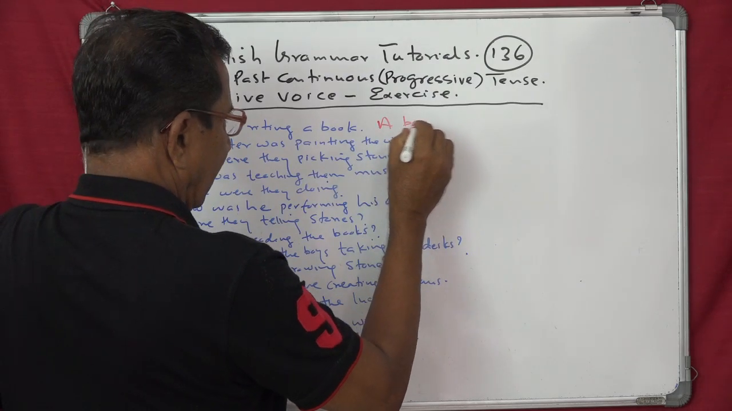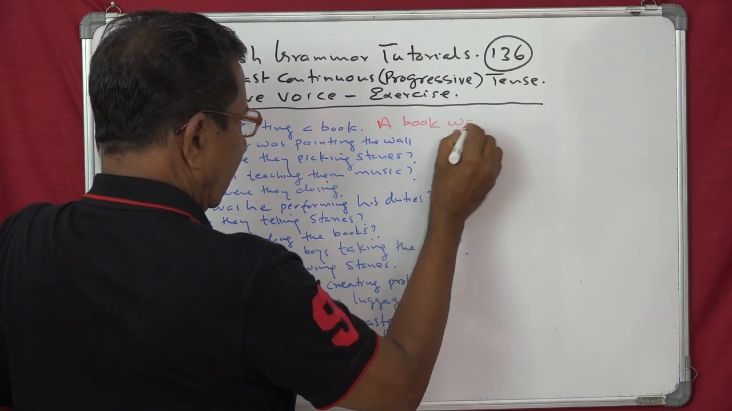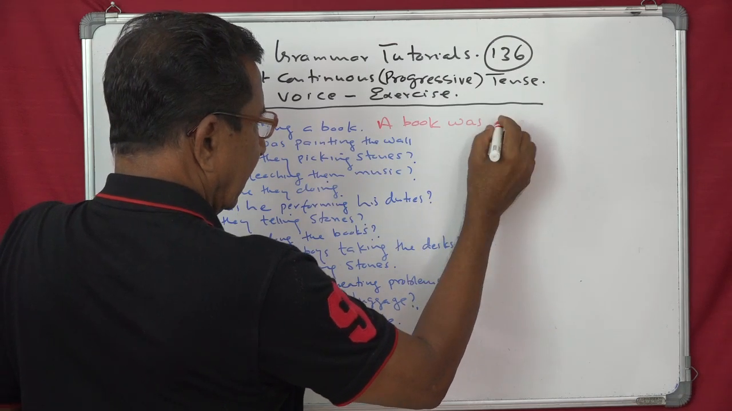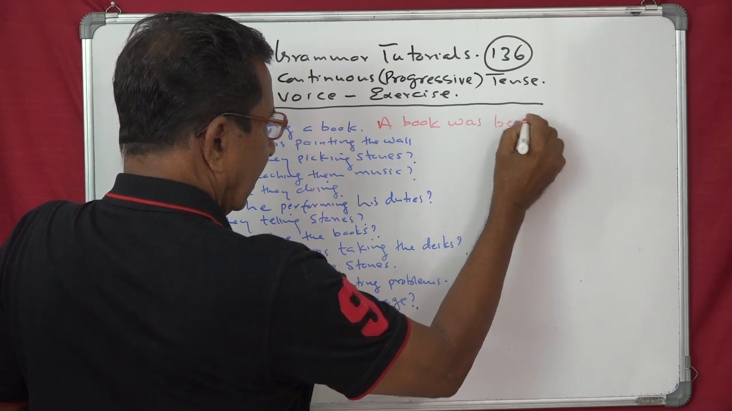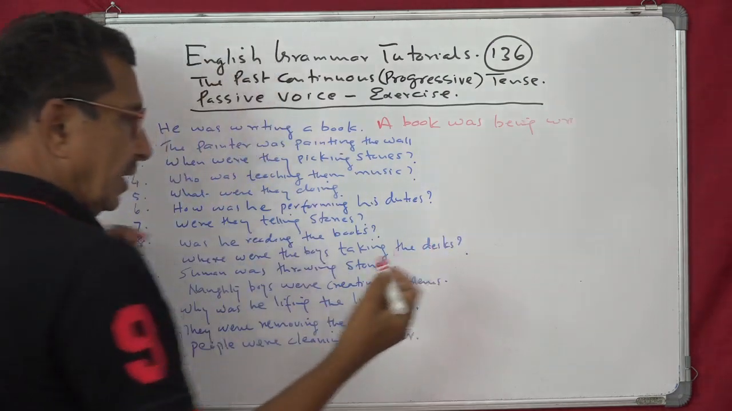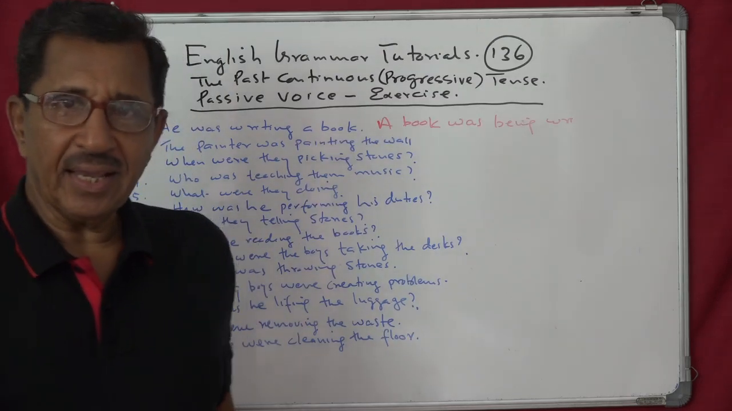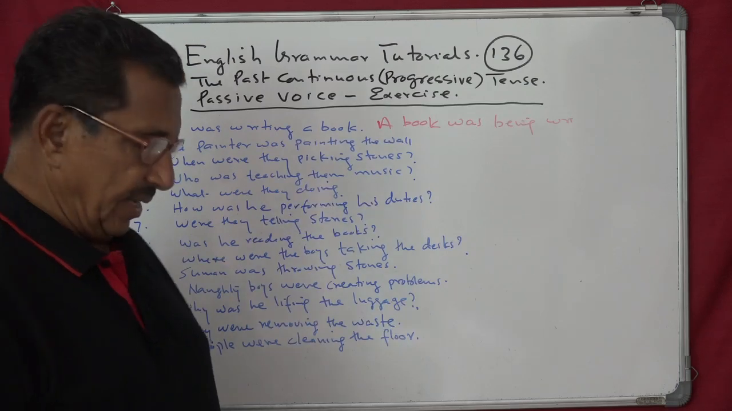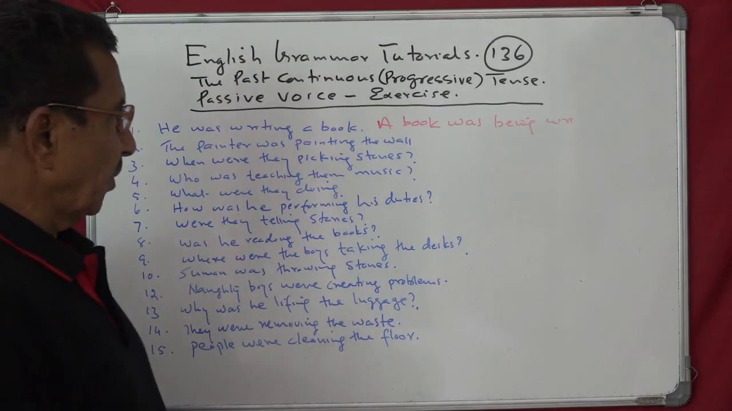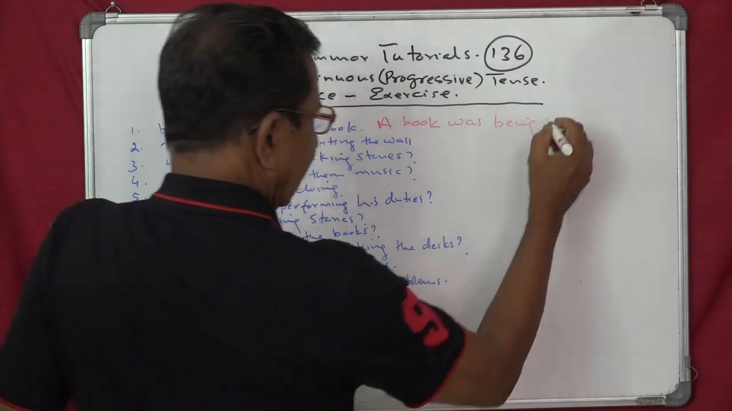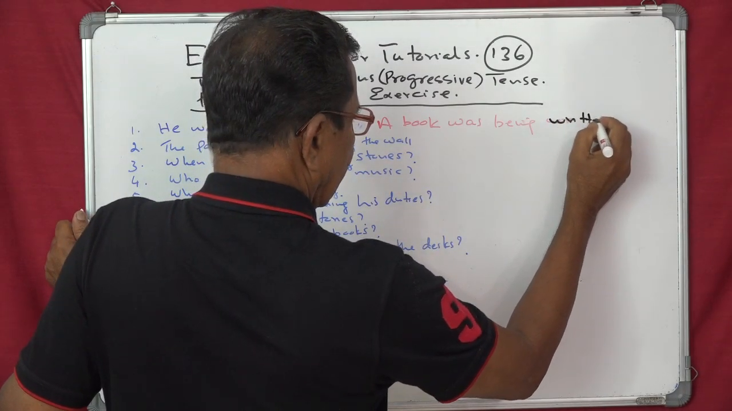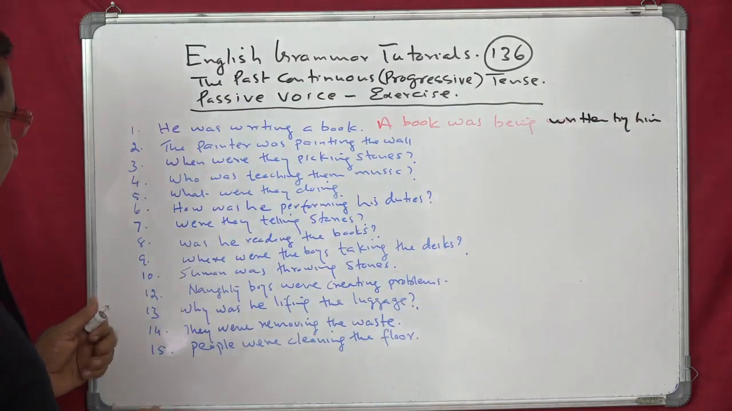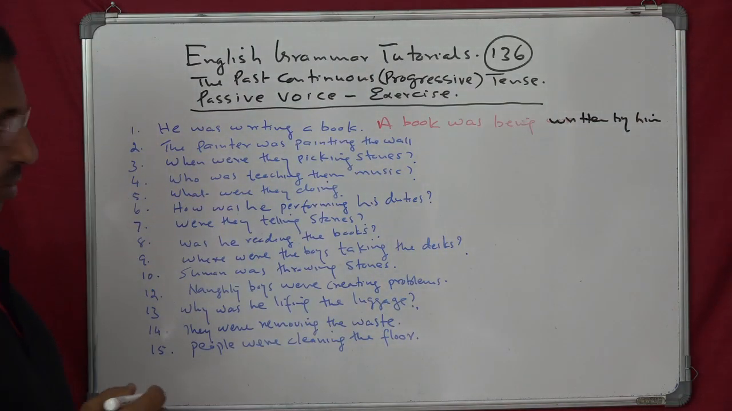A book was written. A book was being written. A book was being written by him. A book was being written by him. Understand? A book was being written by him. Okay. Now the second one, the painter was painting the wall.